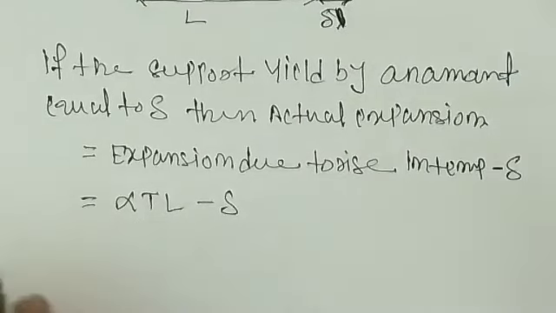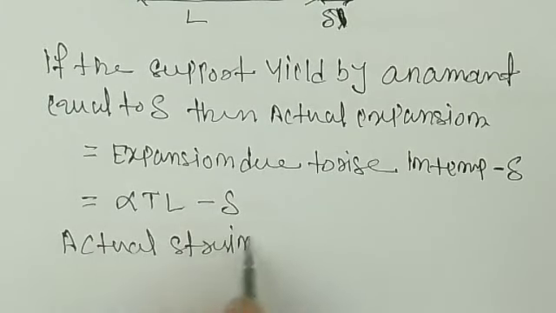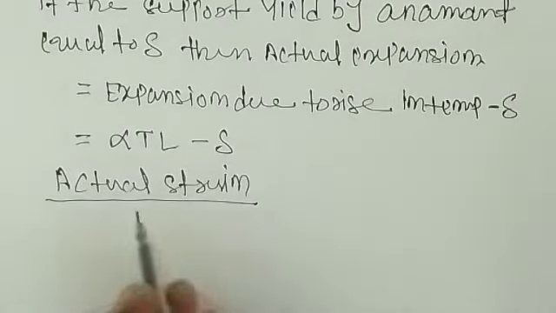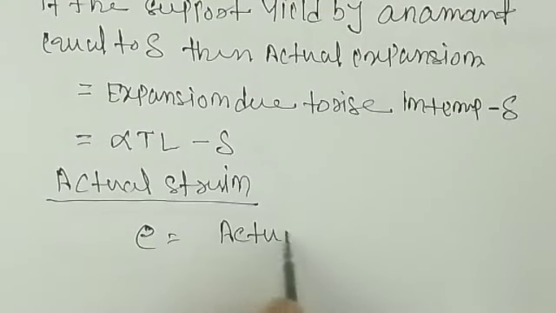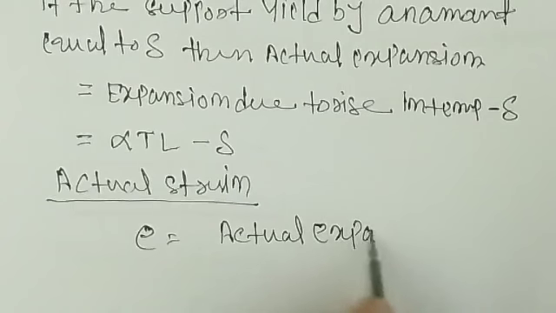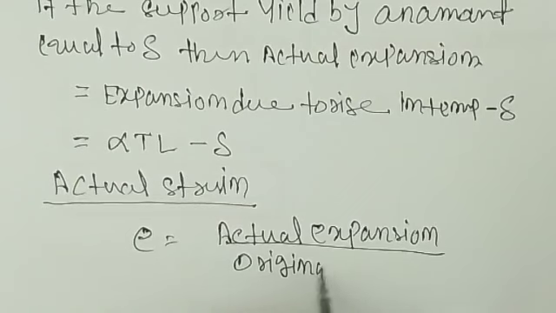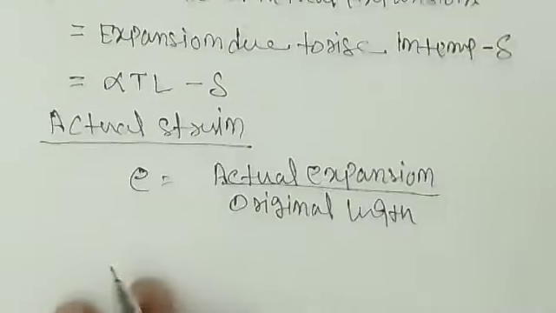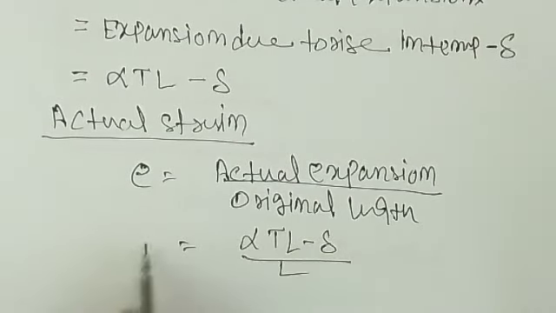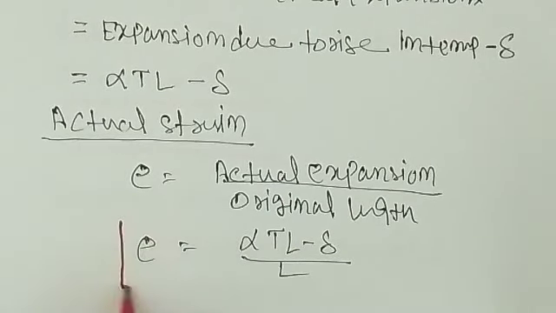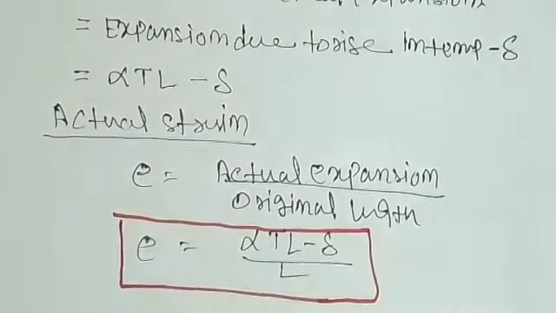Now we can find out the actual strain. The actual strain is nothing but the actual expansion divided by the original length, right? The actual expansion is alpha TL minus delta, so the strain is alpha TL minus delta by L, in case of the yielding. This is the actual strain when the yielding is provided.